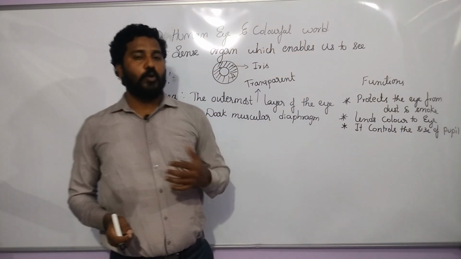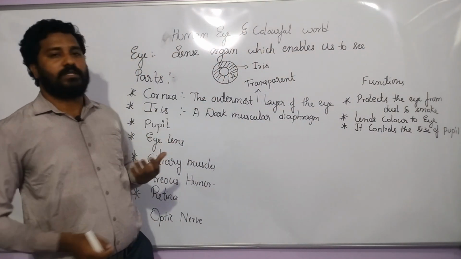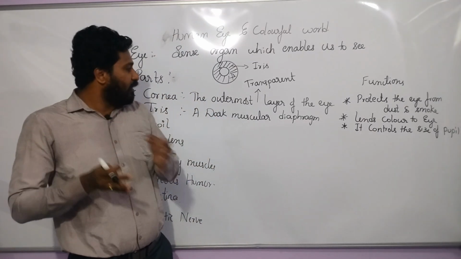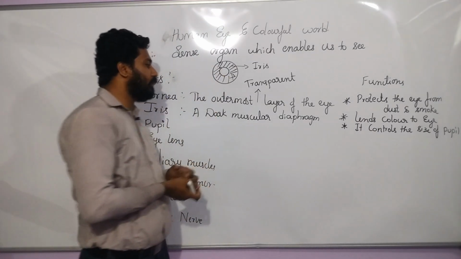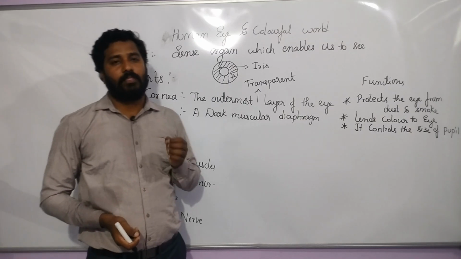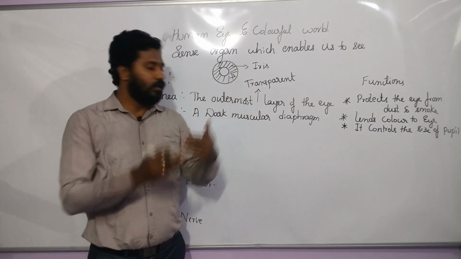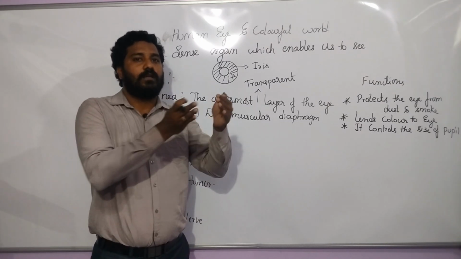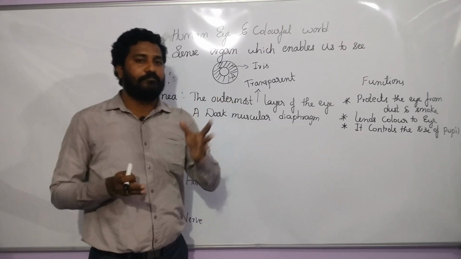Okay, so we have the pupil. I will discuss the next part of the eye, the pupil. Who controls the size of the pupil? The iris. So the main function of the iris is to control the size of the pupil.